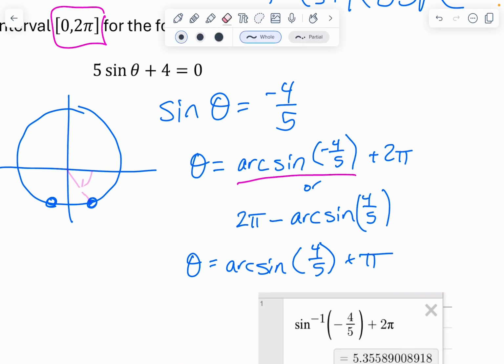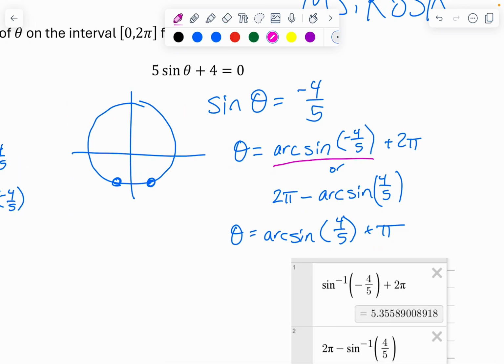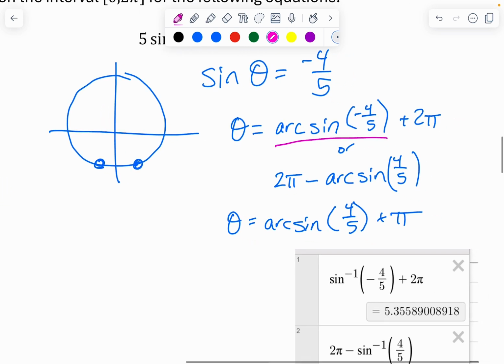Or, what else could I do? I could say that it was 2 pi minus this positive angle. So this arc sine of 4/5 would be in quadrant 1, and I could subtract that away. And then to get the quadrant 3 angle, what I wrote down was arc sine of 4/5, which would have been here-ish, and then I add pi, and I end up right there.